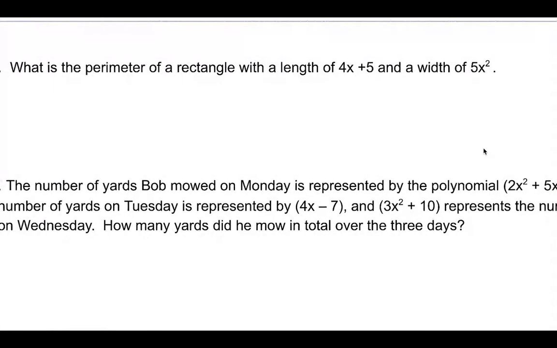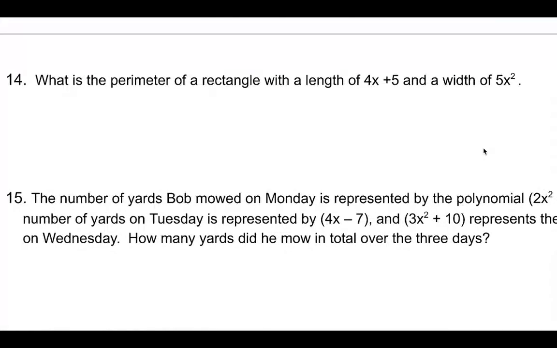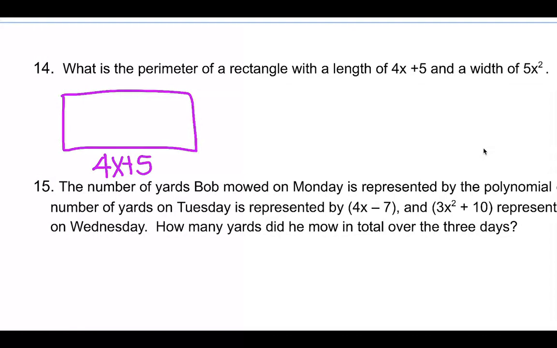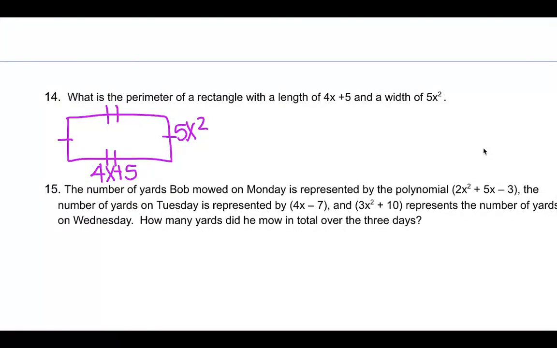What is the perimeter of a rectangle with a length of 4x plus 5 and a width of 5x squared? So I've got a rectangle. And I've got a length of 4x plus 5 and a width of 5x squared. So this side and this side are the same, and then this side and this side are the same. Well, if I'm finding perimeter, if you remember, that's around the rim. So I'm adding up all the sides.